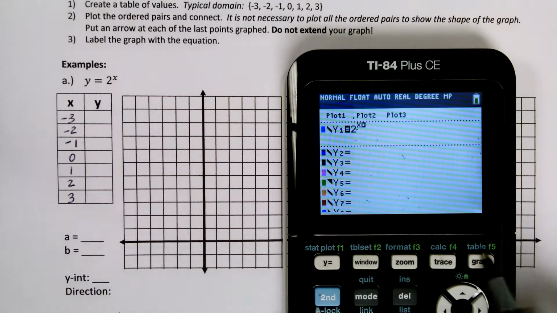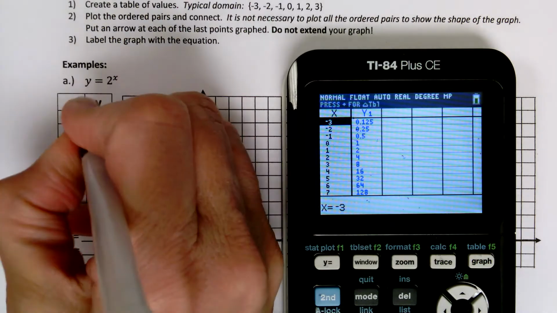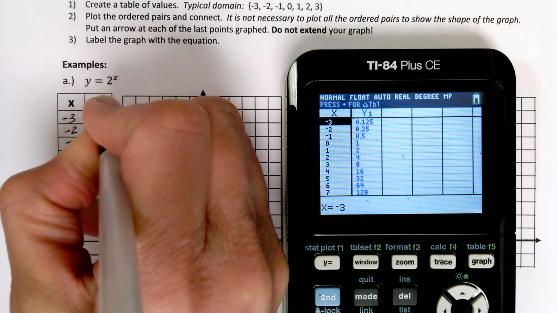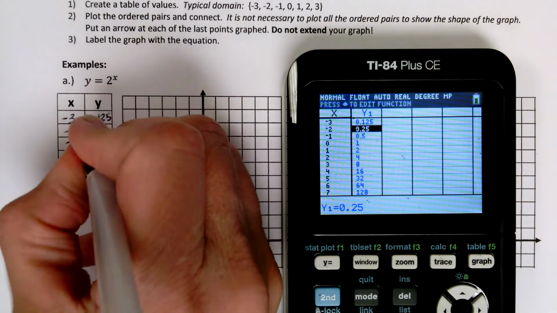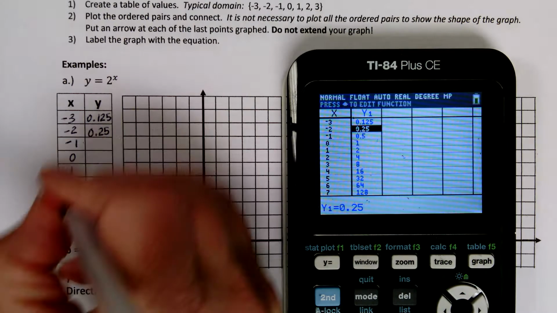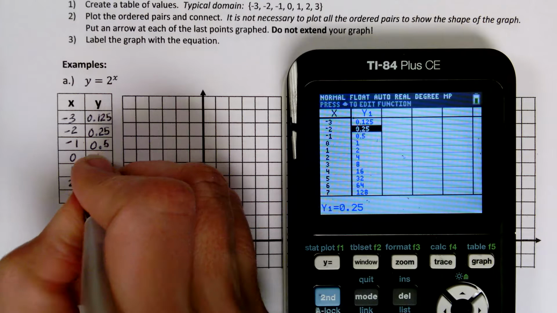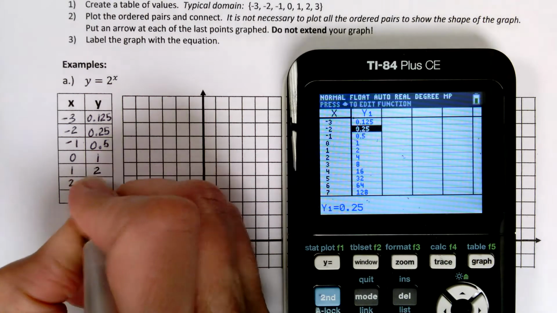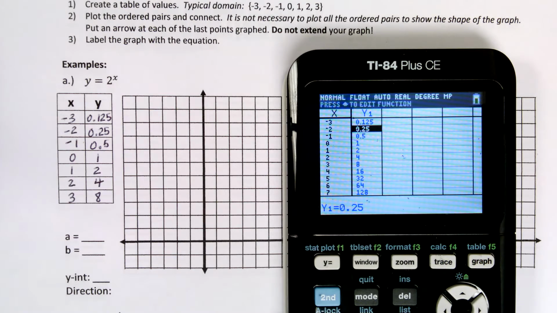We want to have our table of values, so second graph. And at -3, it's 0.125. If your calculator is showing it as a fraction, it would be 1/8. When x is -2, our y value is 0.25, or 1/4. At -1, 0.5, or 1/2. 2 to the 0th power is 1. 2 to the 1st power is 2. 2 squared is 4, and 2 to the 3rd power is 8.